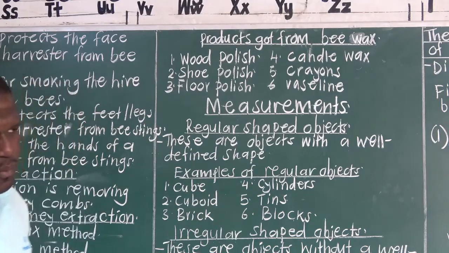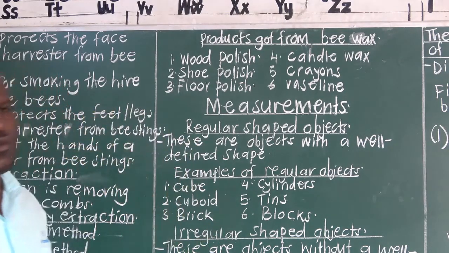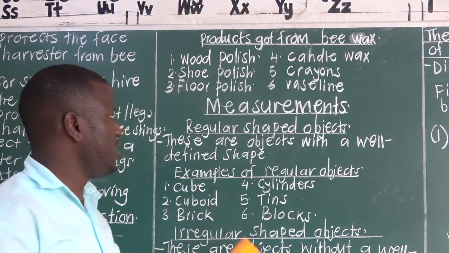That's the end of that topic. The topic was poultry and bees. So we are done with bees and poultry.